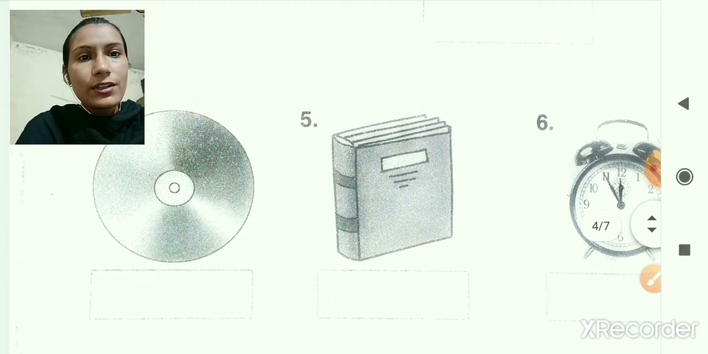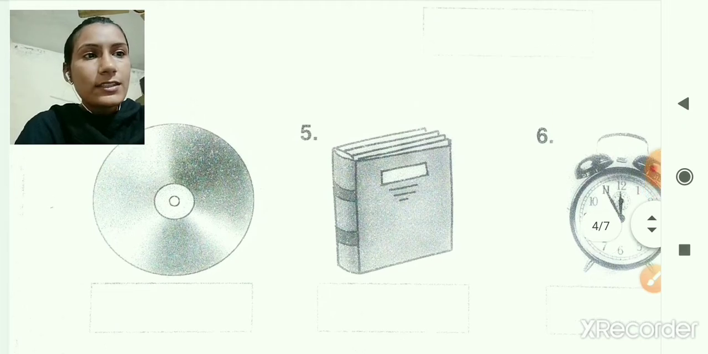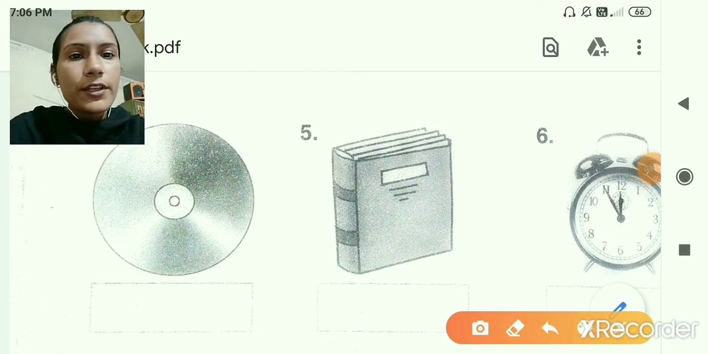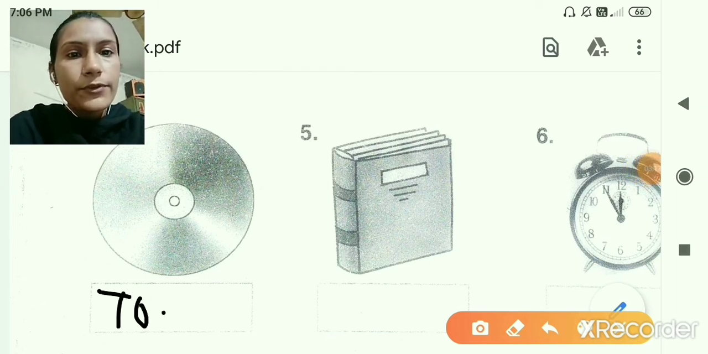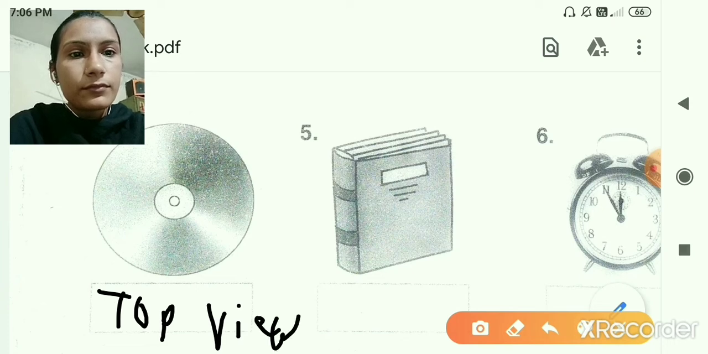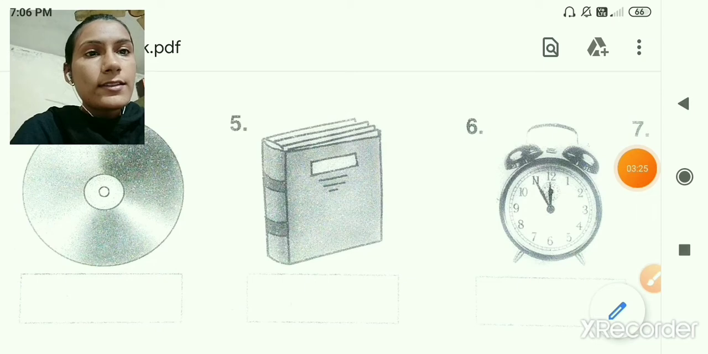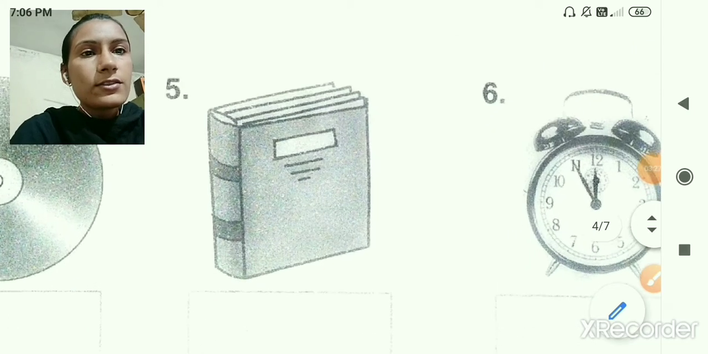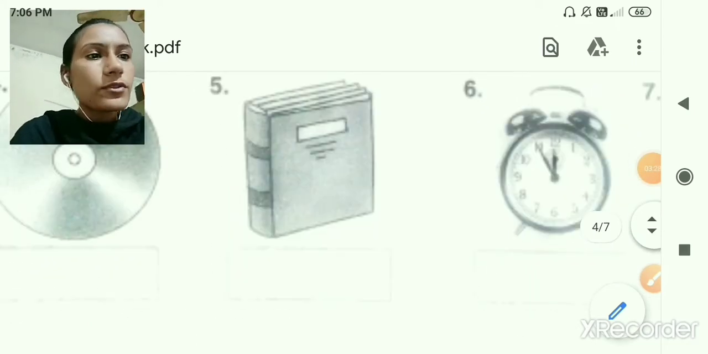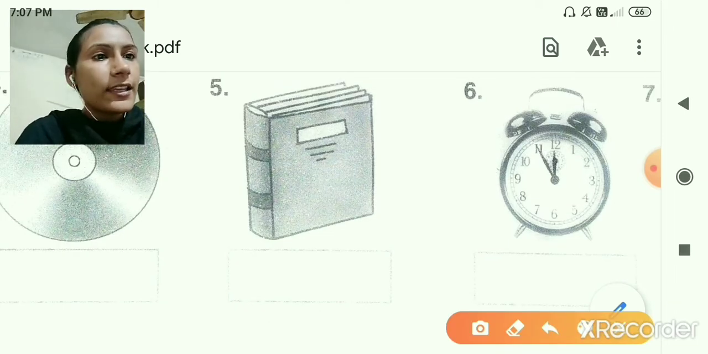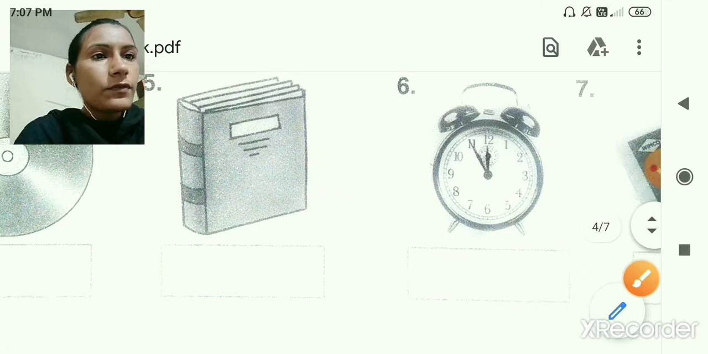Then next, which view is this? This one also top view. So here you can write top view. Then this, which view is this? This is the side view of the book. So here you can write the spelling of side view, S-I-D-E V-I-E-W.